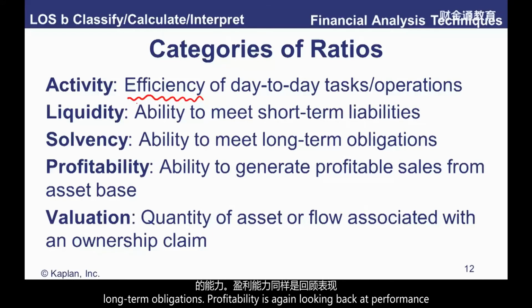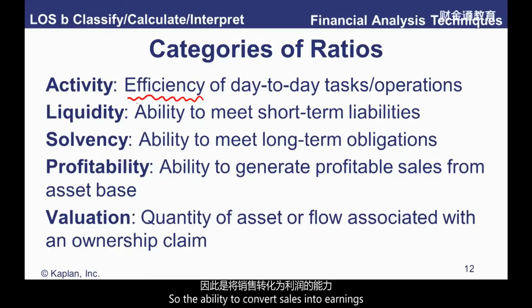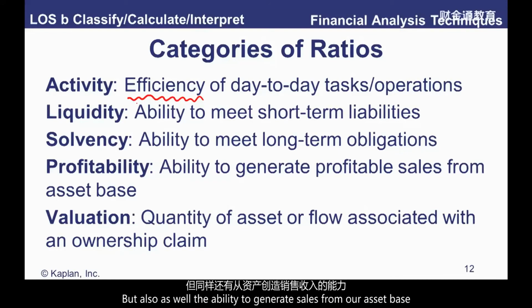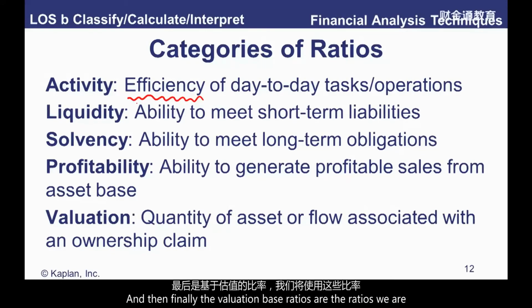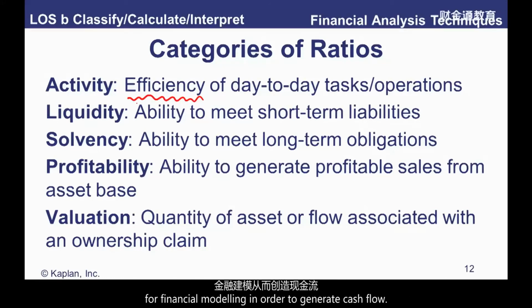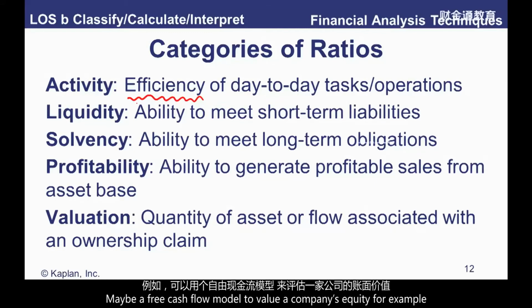Profitability is again looking back at performance, and it's looking at how well we convert our sales into actual earnings. So the ability to convert sales into earnings, but also as well the ability to generate sales from our asset base. And then finally, valuation-based ratios are the ratios that we're going to use in our valuation analysis. It could therefore be used for financial modeling in order to generate cash flows to build into maybe a free cash flow model to value a company's equity, for example.